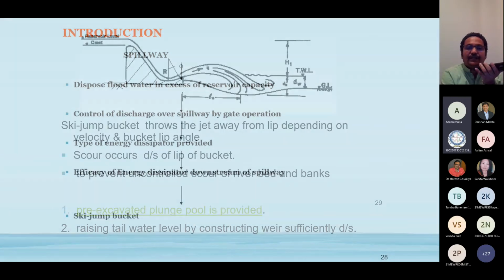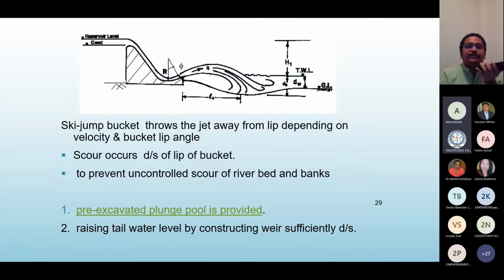I will show you a simple design. Here you can see the upstream side reservoir level, and this one is the crest. The problem is that many researchers consider the reservoir level to tail water level as H1. But in the case of Dr. Damle's formula from Central Water, he considers the head only until the lip, where the water is thrown from. But in my research I considered the difference between reservoir level and tail water level as the head.